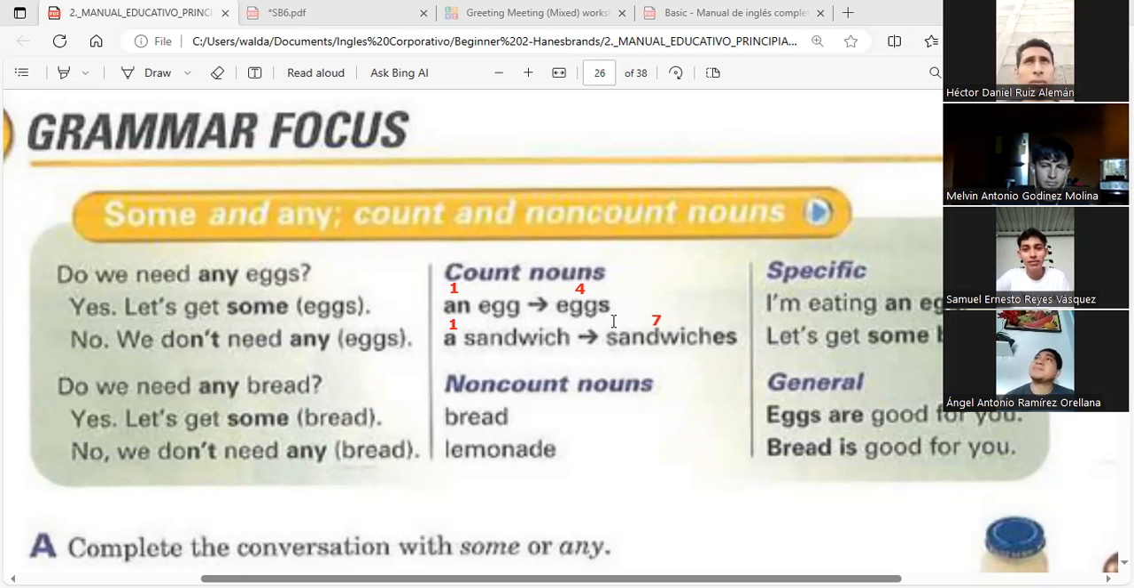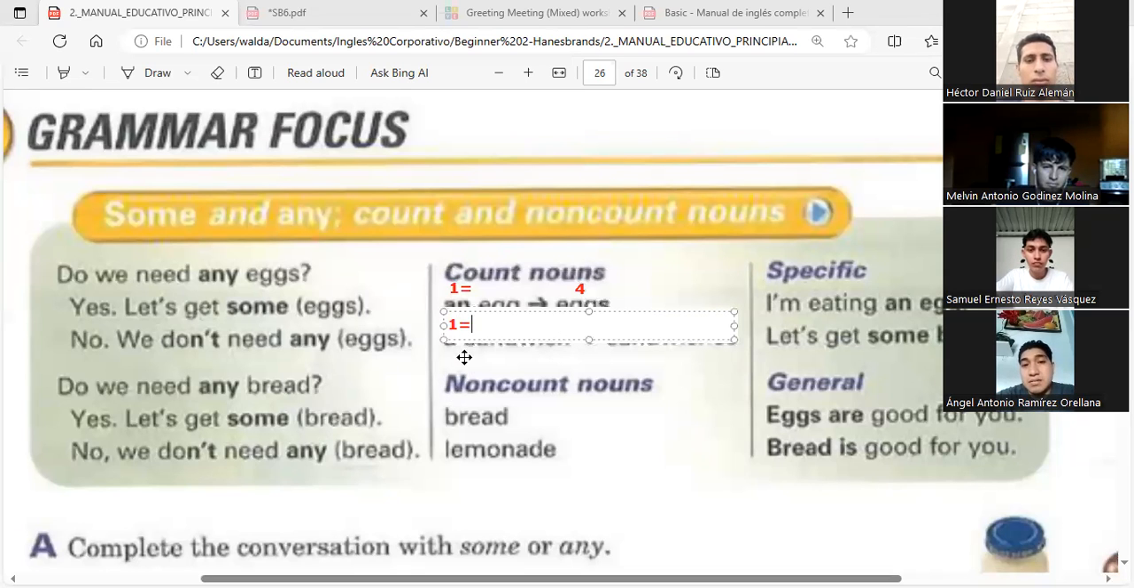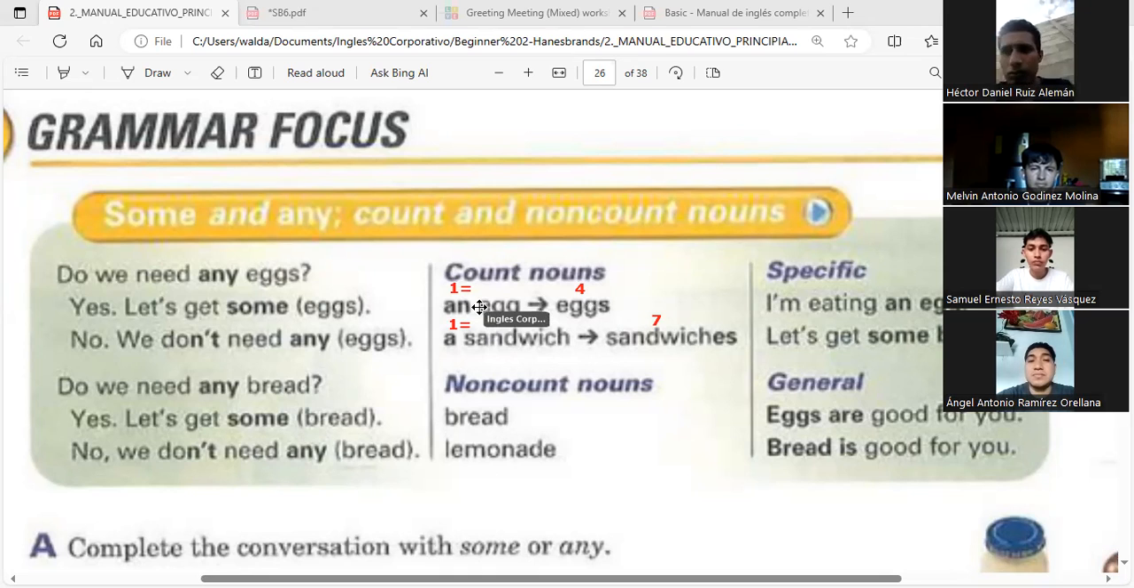Depende de qué estás hablando. Usually we just say an egg or a sandwich, not one egg and one sandwich. But this is the meaning. The meaning of an is one. Okay? The meaning of a is one. One egg is an egg, is the same. Okay. All right, any other questions? No.